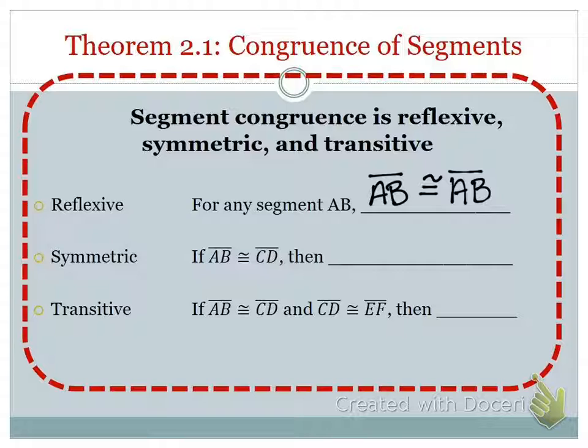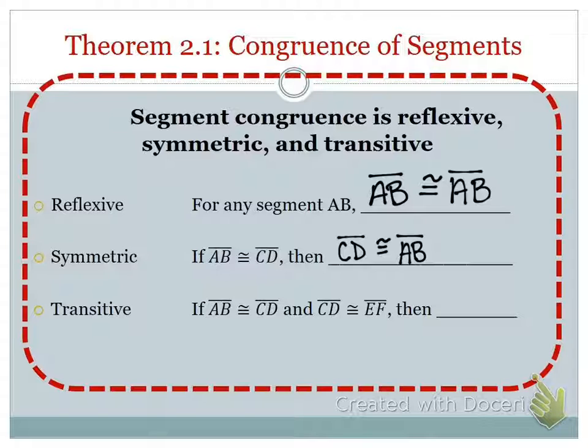Symmetric property, if segment AB is congruent to segment CD, then, anybody think they know it? Good. Segment CD is congruent to segment AB. The properties themselves don't really change. They're still doing the same things. We're just dealing with congruence instead of equality.